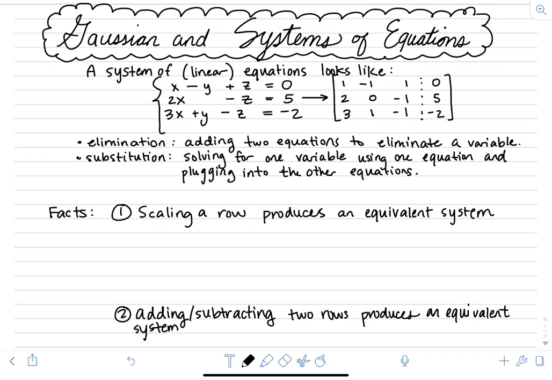So let's review what a system of linear equations is going to look like. This video is obviously going to focus on linear equations. We'll focus on 3 equations, 3 variables, but this method can be generalized to any number of linear equations in any number of variables. So let's take a look at our first system here. Our system is x minus y plus z equals 0. And our second equation would be 2x minus z equals 5. And our third equation would be 3x plus y minus z equals negative 2. So that is in system form.